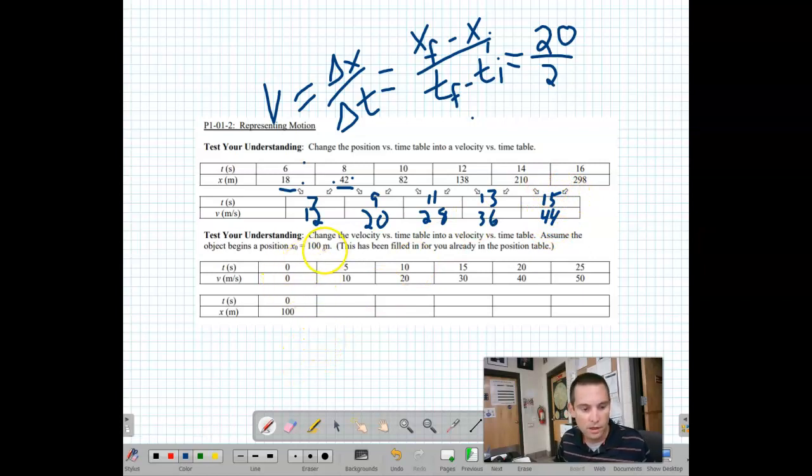All right, moving on. We're changing velocity versus time table into a position versus time table. Assume the object begins at x naught equals 100. Okay, so that's going to come into play. So our initial position is 100.